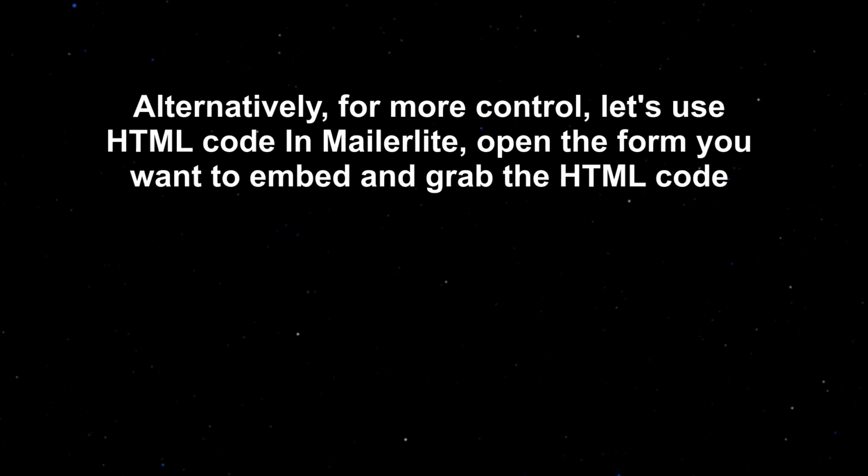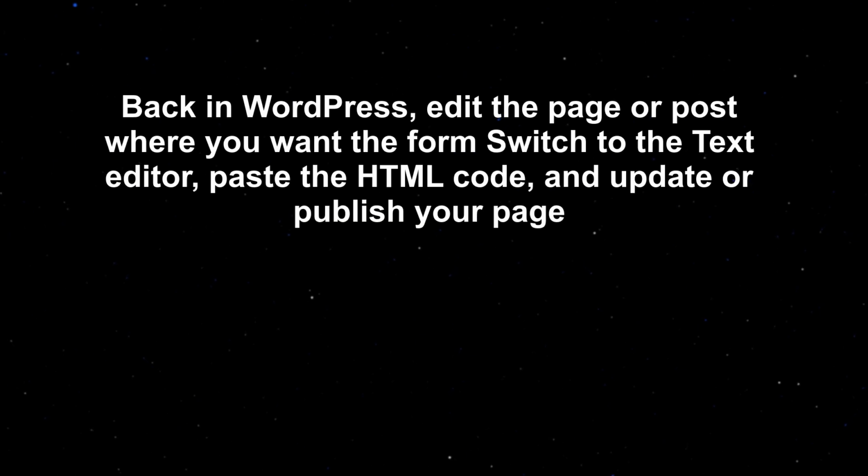Alternatively, for more control, let's use HTML code. In Mailerlite, open the form you want to embed and grab the HTML code. Back in WordPress, edit the page or post where you want the form. Switch to the text editor, paste the HTML code, and update or publish your page.